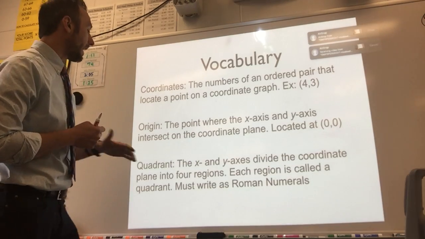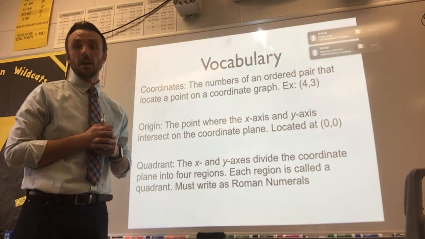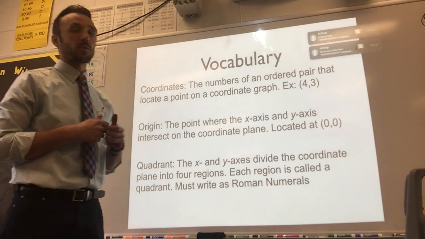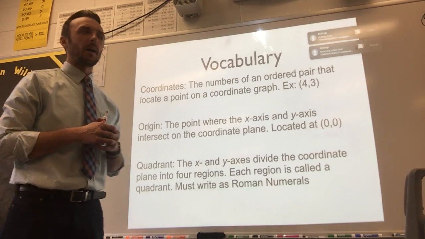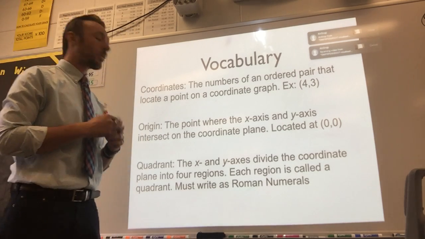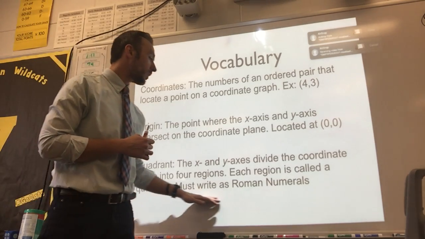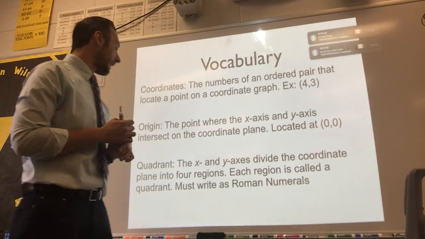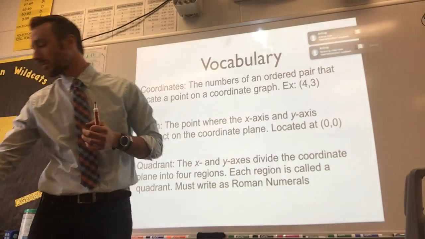And last but not least, we have quadrants, and we have 4 of them. The prefix quad means 4, like a quad has 4 wheels, and a quarter has 4 parts of a dollar. Quad means 4, and we have to write those in Roman numerals, and they represent a region of the graph.